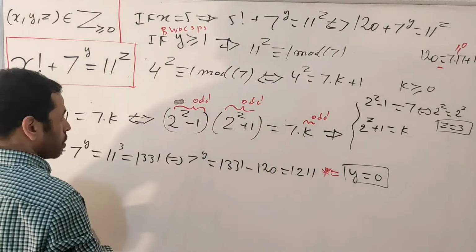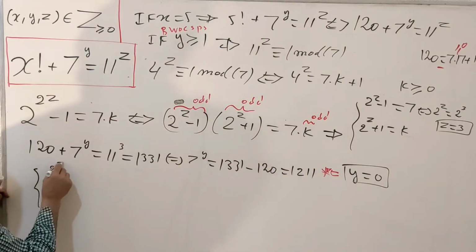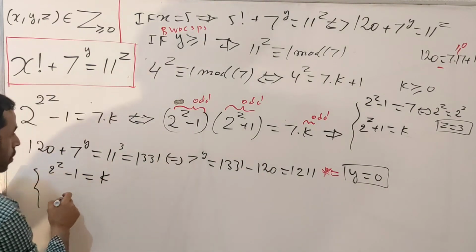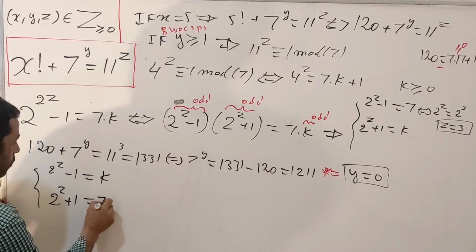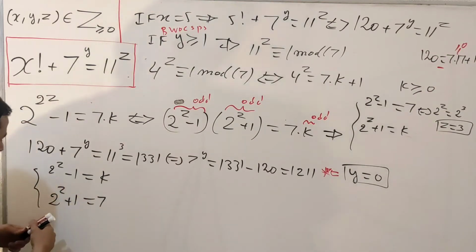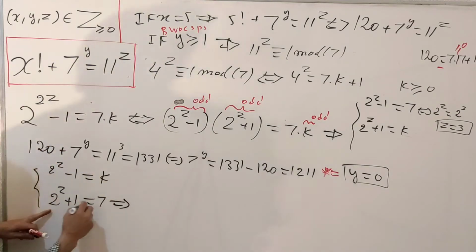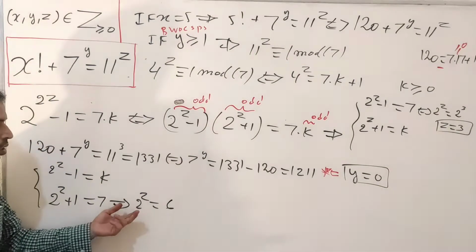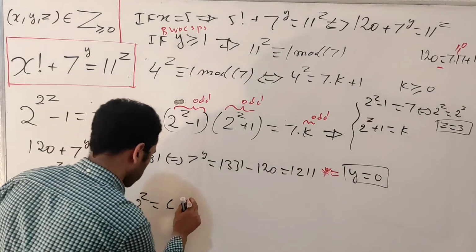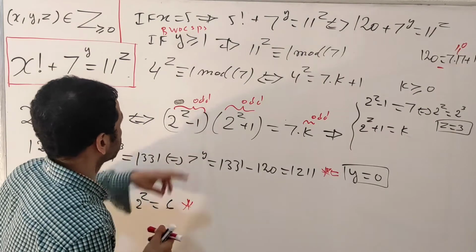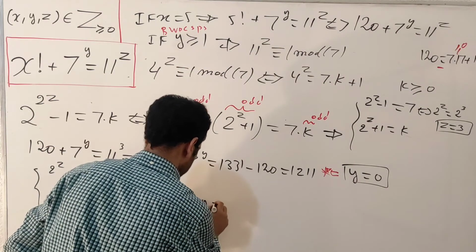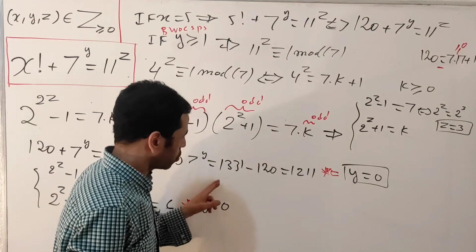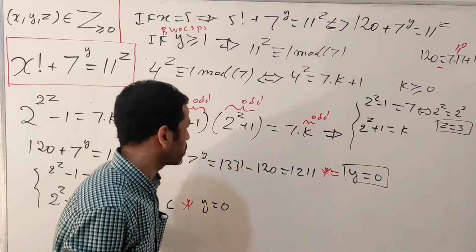Okay, let's consider if 2 to the z minus 1 equals, not 7, equals k this time. We'll have 2 to the z plus 1 equals 7. This is very straightforward, because 2 to the z equals 7 minus 1, which is 6. 6 is not a power of 2, which is a contradiction also, which means y is not superior to 1, y must be equal to 0. So both possibilities took us to the contradiction, which means y equals 0.